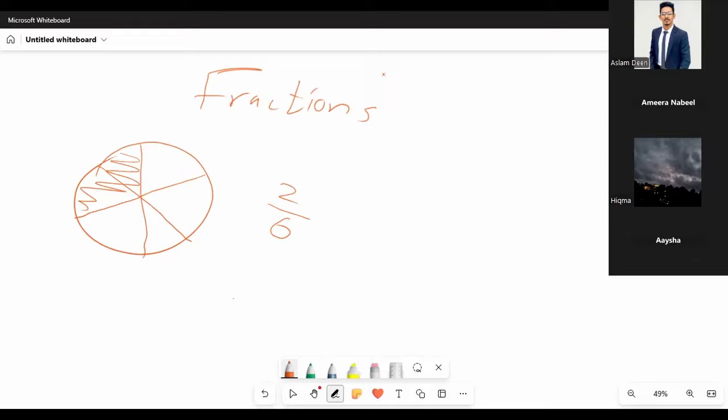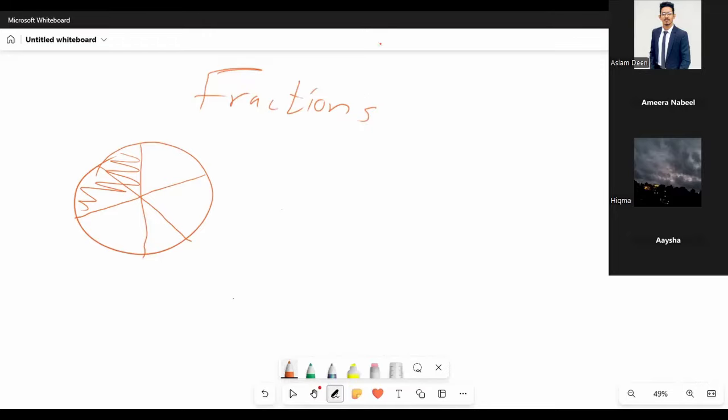Apart from this, what you should understand here is how to name them. Most of you would know this. For the top number, we say numerator, and for the bottom number, we say denominator. So now we know what a fraction is. Now we'll see what types of fractions we have.